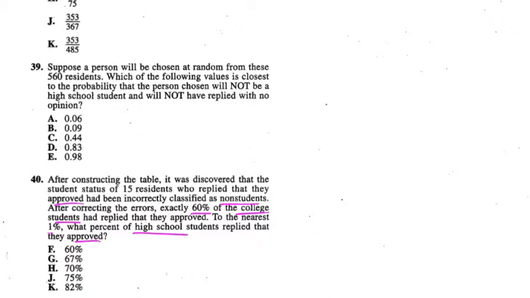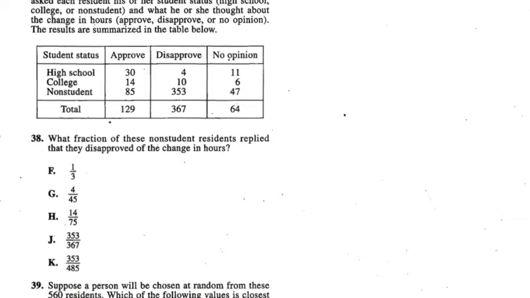There are multiple steps. You don't want to get confused. First, we're talking about non-students, and then we're talking about college students, and then the high school students. So let's take each of these in turn. There are 15 residents who replied that they approved that had been incorrectly classified as non-students. So if we look at this chart, that means that there were actually 70 people who were non-students who said that they approved, and 15 should be redistributed to the college and the high school students.